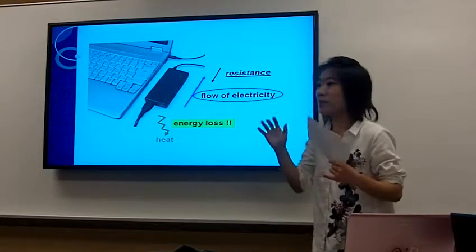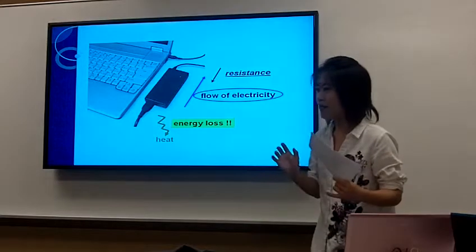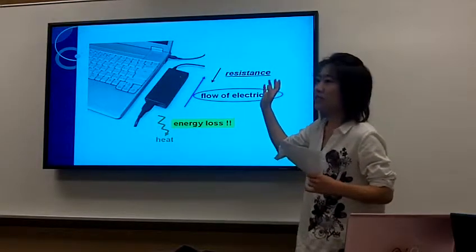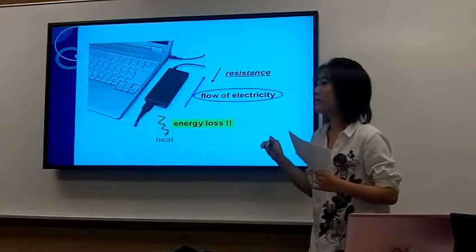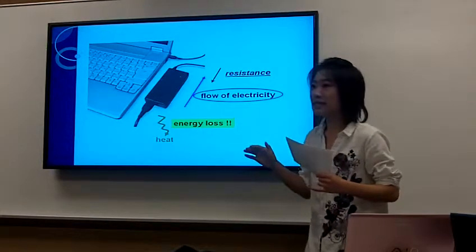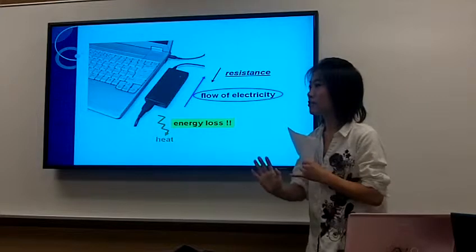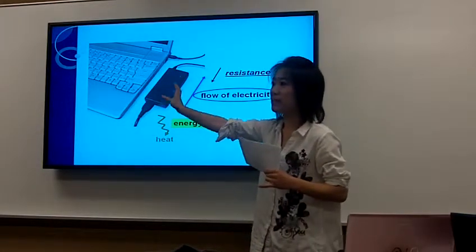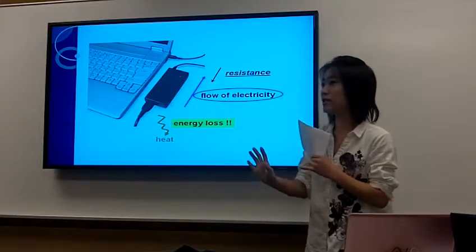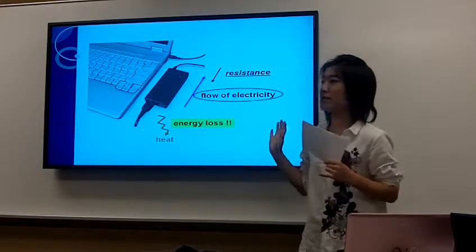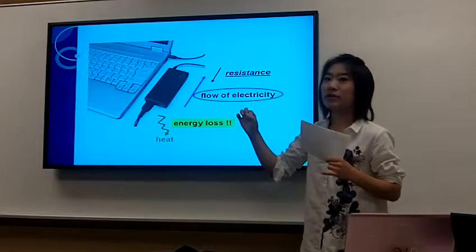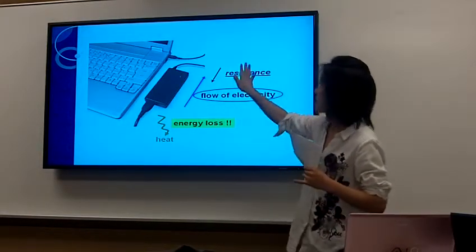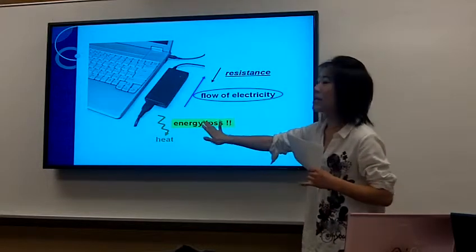For example, metal has a small resistance, so it can transmit electricity in a more efficient way. But plastic totally blocks the electricity. That is why the cover of the adapter is made of plastic. That is for safety reasons, so when we touch it, we are safe. But inside, it is copper, so it can transmit the electricity. And because of the resistance, there is some energy loss.